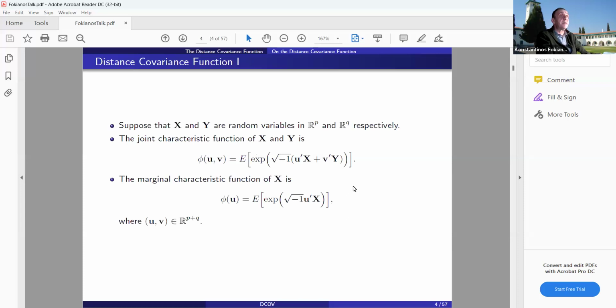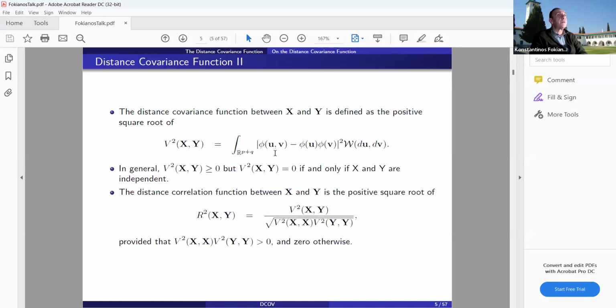So let's talk about the distance covariance function. Let's give some generalities first. We assume that X and Y are random variables, which can live in R^p and R^q. Then we can consider the joint characteristic function, f(u,v), and then the marginal characteristic functions. The idea is to measure the dependence between X and Y by taking the difference between the joint characteristic function minus the product of the marginals.